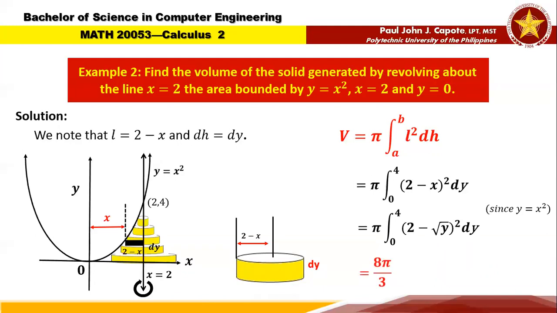Integrating this and then evaluating the result from y equals 0 to y equals 4, we get the volume, which is equal to 8 pi over 3, or approximately 8.4 cubic units.